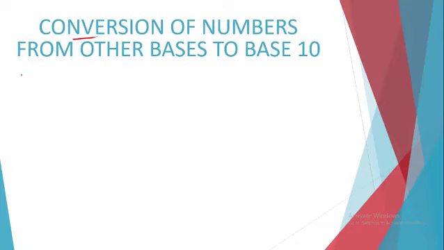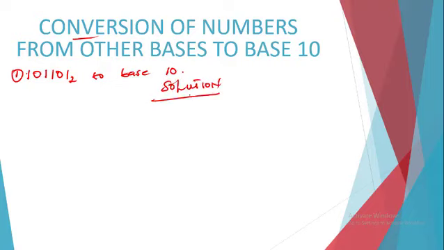Let's take some examples. We have a question on the screen. We have to convert 101101 to base 10. Solution. The first thing we need to do here is to number this. Let's bring it down here. We have 1, 0, 1, 1, 0 and 1, and remember it's in base 2.